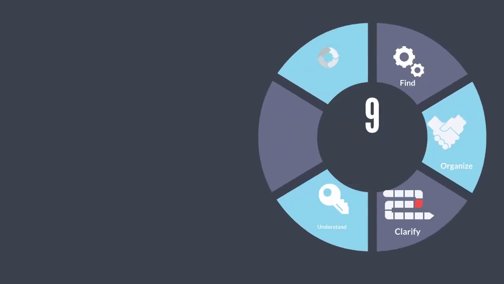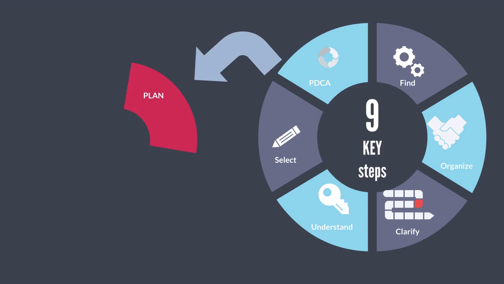There are 9 main steps to guide you through a successful improvement process using FOCUSPDCA methodology. These steps are: find an opportunity to improve, organize a team, clarify the process, understand the cause of variation, select a solution, plan, do, check, act.